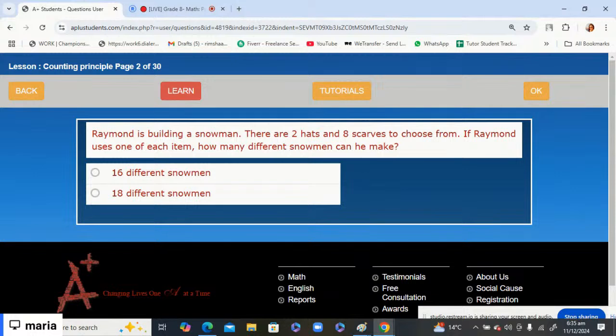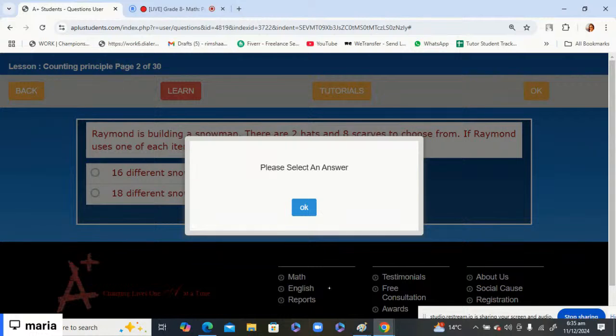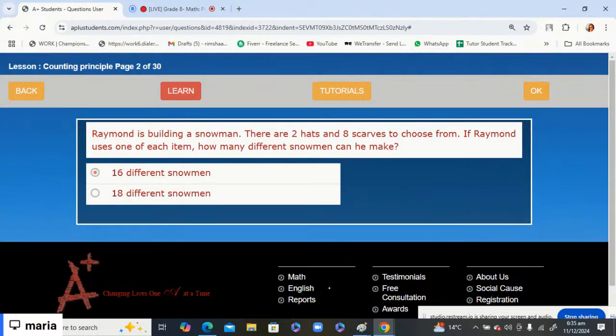Raymond is building a snowman. There are 2 hats and 8 scarves to choose from. If Raymond uses one of each, how many different snowmen can he make? 8 scarves and 2 hats, so 8 times 2 is 16. So 16 different snowmen.